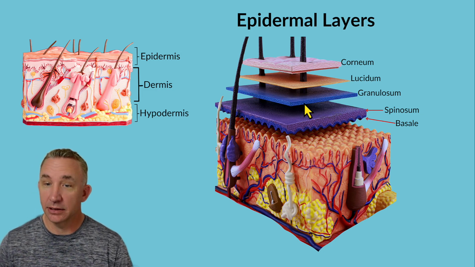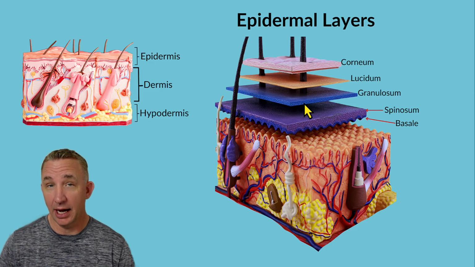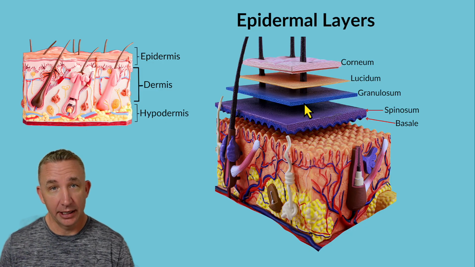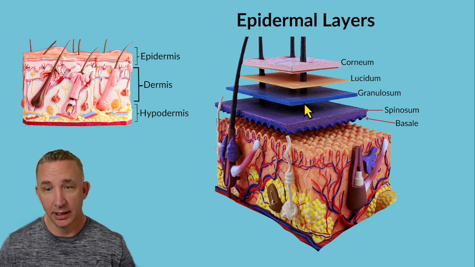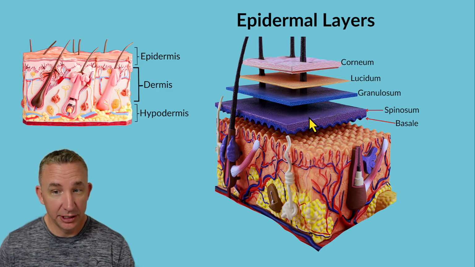Granulosum, now the cells are starting to flatten off and they're starting to die. What's happening is we're filling with a protein called keratin. That keratin's replacing the cytoplasm to give me some waterproofing and some strength. So what I'm trying to describe is this slowly what we call degeneration, or the cells are dying off.